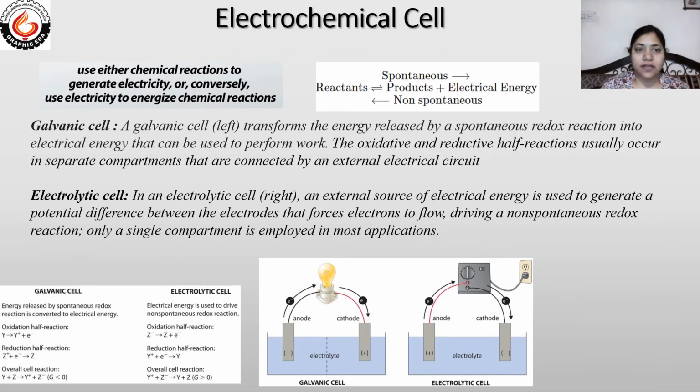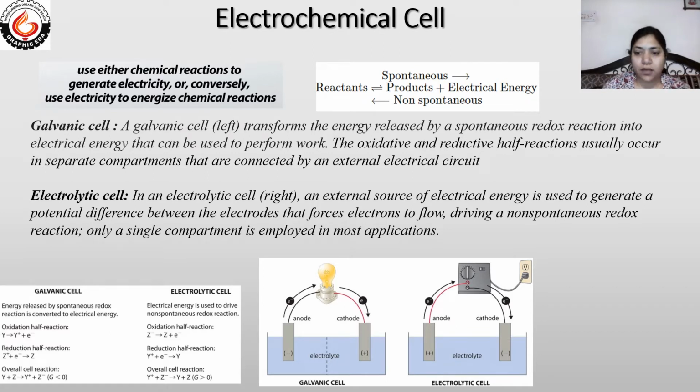Electrochemical cell. Electrochemical cells are assemblies in which either a chemical reaction is used to generate some electricity, or electricity is used to energize some chemical reaction. These two things are different, and on the basis of these two, electrochemical cells can be divided into two types: galvanic cell and electrolytic cell.